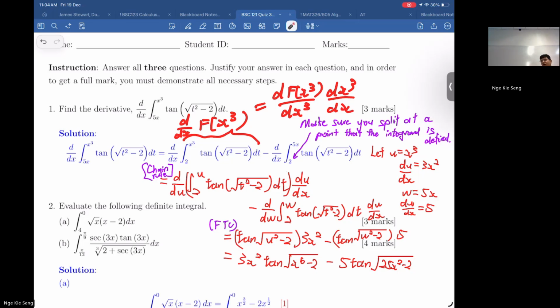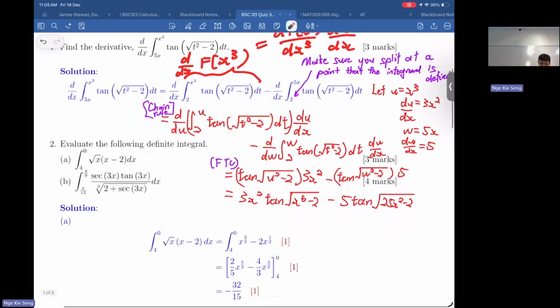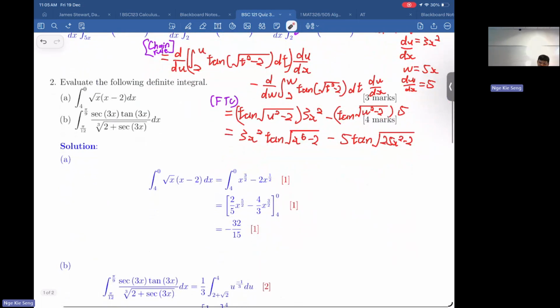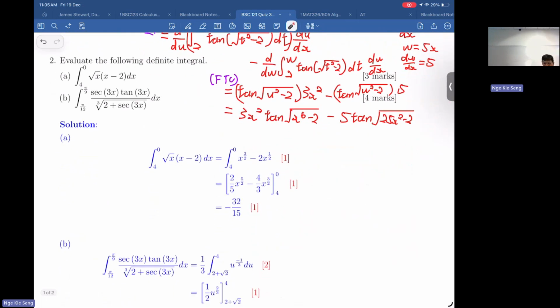Okay, so far, any more questions for question 1? Any more questions? No? Okay. I think question 2, is it tricky? Not as tricky, but some of you got tricked.